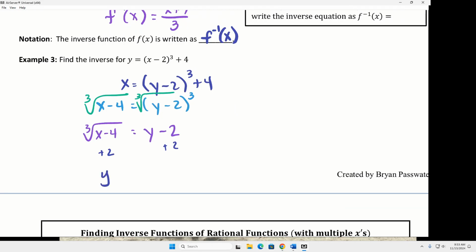It doesn't matter. Bless you. All right, now let me ask you a question. Can I add that 2 to that -4? Absolutely not. So it's just going to be the cube root of x minus 4 and then a plus 2 on the outside. That's the inverse.